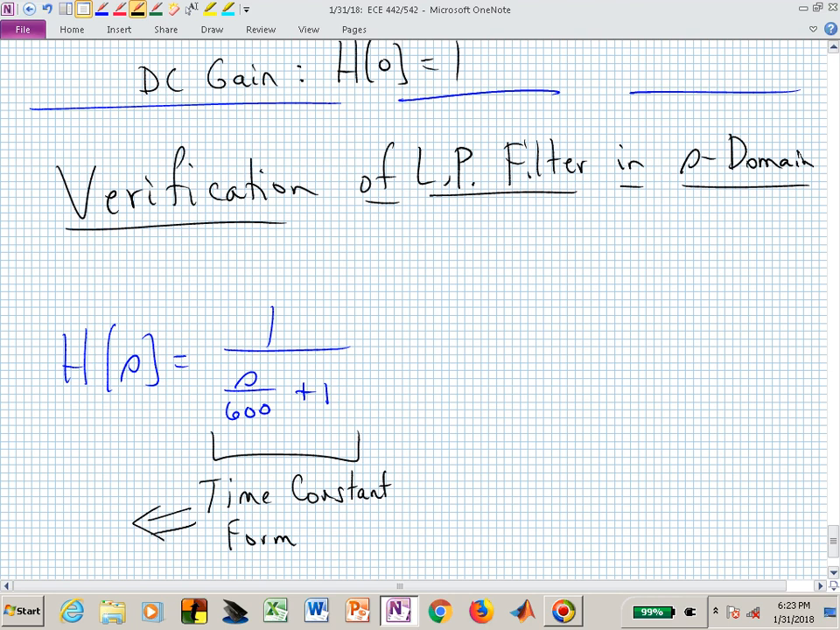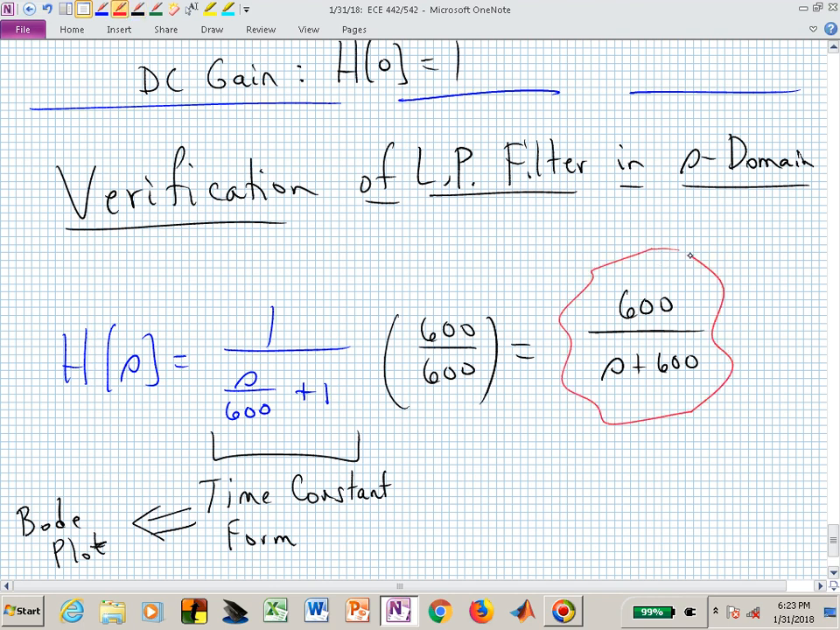When's that useful? Or when might you like to have a transfer function in time constant form? Bode plots. If you wanted to draw a Bode plot, this might be a nice form to be in. If you're trying to find the pole zero diagram, then you might want this in a pole zero form, which we can find by simply refactoring or scaling it by 1. And this now becomes 600 over S plus 600.